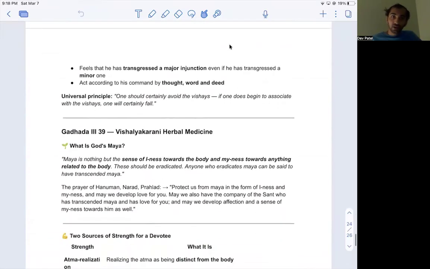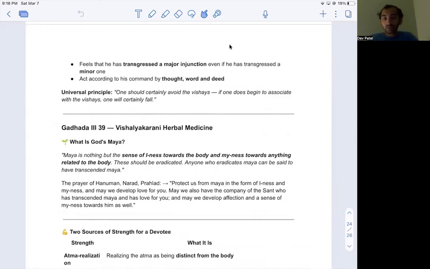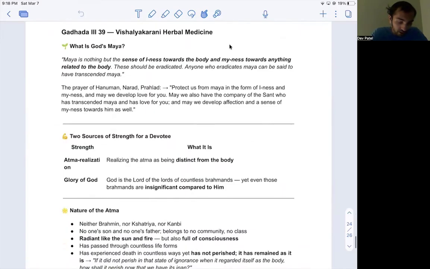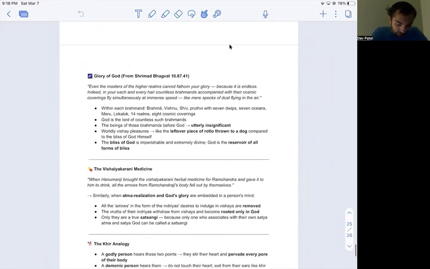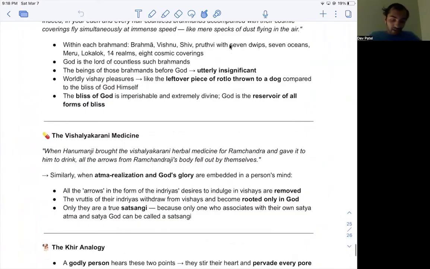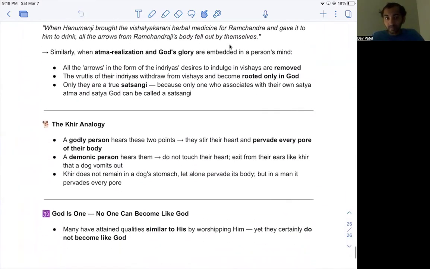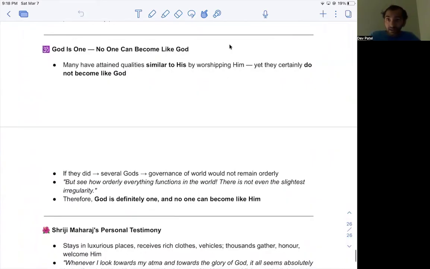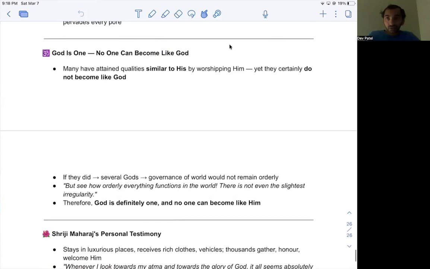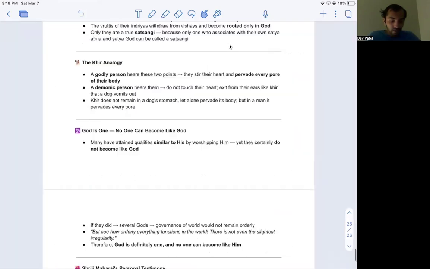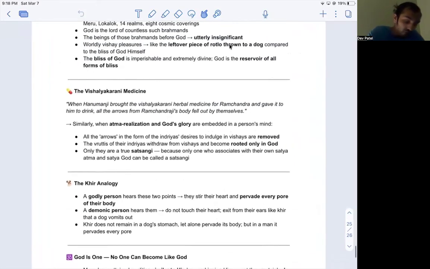And we have the herbal medicine, in the same way that Lord Hanuman got the herbal medicine for Lord Ramchandra. The medicine here is in the form of being attached to satsang and Atma realization and God's glory. So the arrows in the form of the Indriyas' desire to indulge the Vishayas were removed through this medicine. Only when they are true satsangis can the arrows of the Indriyas be removed from the Vishayas and be rooted only in God. And we have that no one can become like God, similar to how no one can become like Brahma Rakshar, or like Shiv Shukshi Nadaji, but no one can become capable of becoming like Purushottam. Same concept here in the herbal medicine.